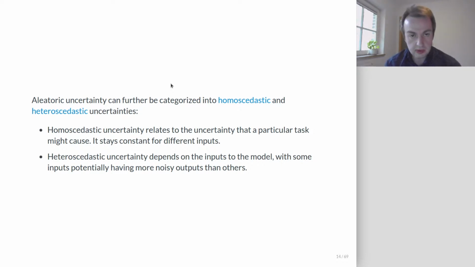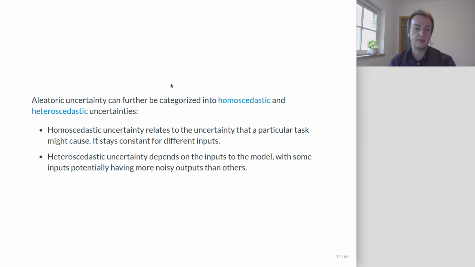Then we can further categorize aleatoric uncertainty into homoscedastic and heteroscedastic uncertainty. So homoscedastic aleatoric uncertainty basically captures the uncertainty that a particular task might cause, right? And this will stay constant for different inputs, while heteroscedastic uncertainty will depend on the inputs of the model, with some inputs potentially having more noisy outputs than others. It's just saying that in one case, the randomness is assumed to be the same, whatever the observation, while in the other case, you are saying that this randomness, this uncertainty, may fluctuate depending on the particular input.